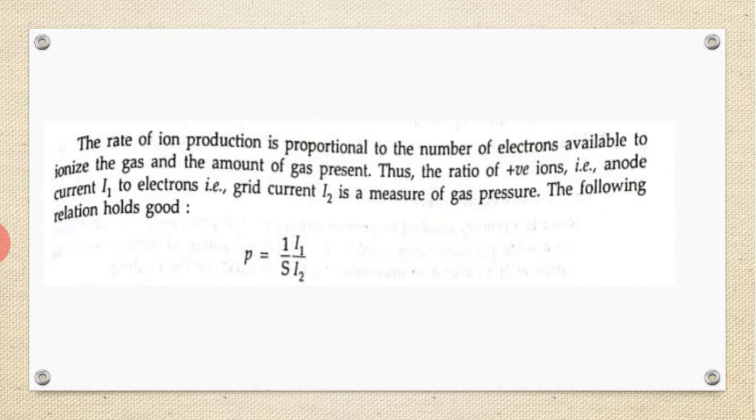P is equal to 1 by S times I1 by I2, where S is the sensitivity of the gauge, which depends upon the tube geometry, nature of the gas, and operating voltage.